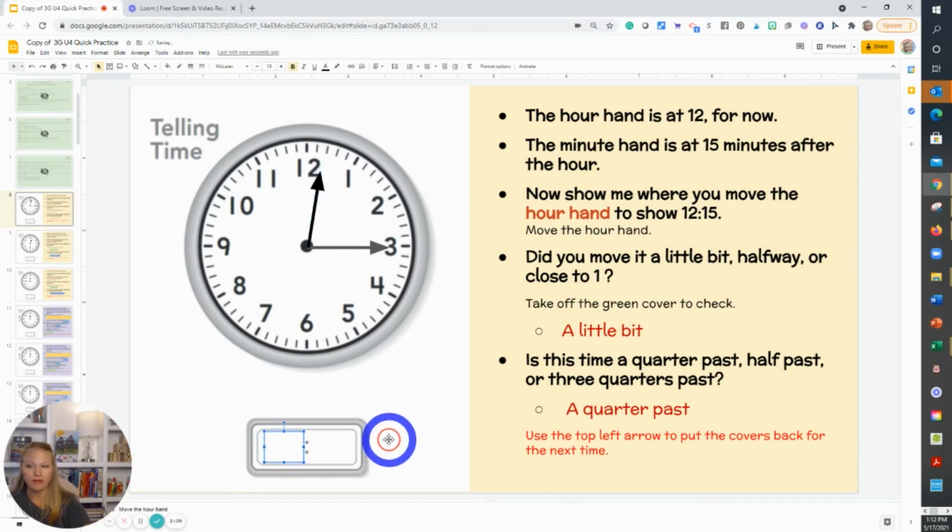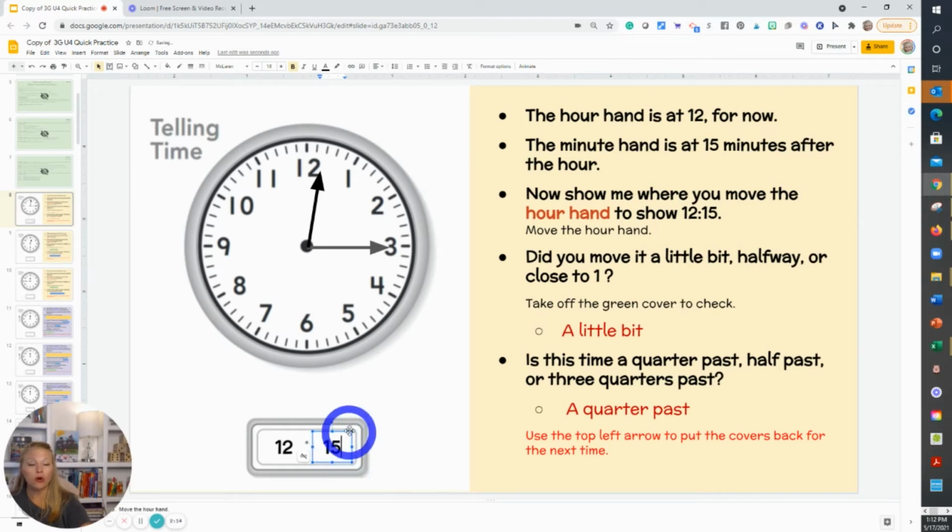Boys and girls, what time is it? It is 12:15. That's what they would say. Boys and girls, is it a quarter past, a half past, or 3/4 past the hour? Class, it's a quarter past.